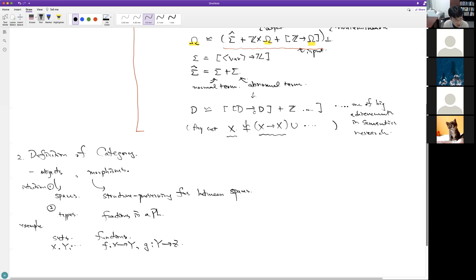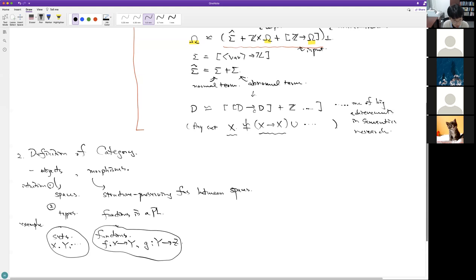Okay. And in category talk, we have a collection of sets, and we have a collection of morphisms, which are functions here, and then they have to satisfy certain properties. So that's what's going to be specified by a category.